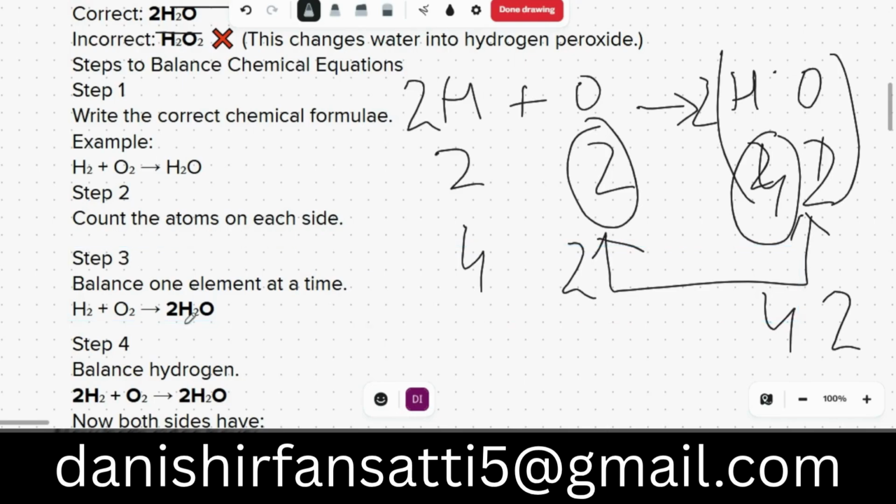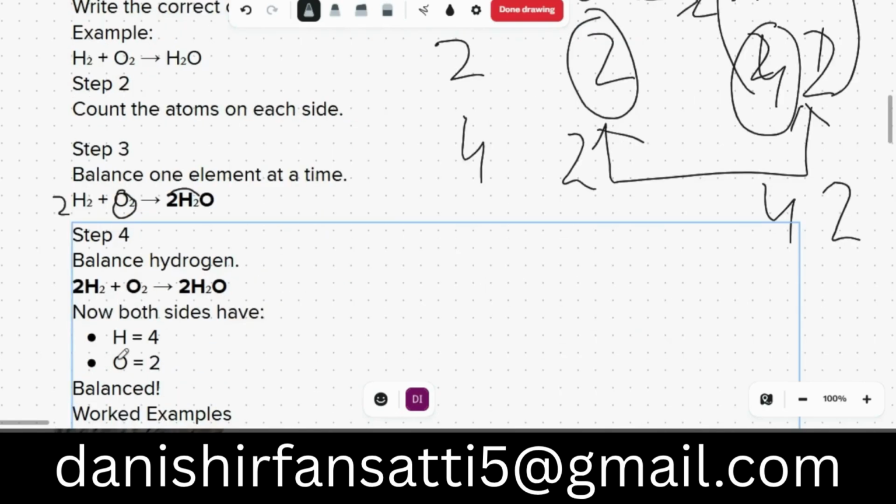You can see, first we will balance O2. There is O2, so we need two oxygen on the product side, so we will multiply with 2, which gives us 2 oxygen. It also increases hydrogen to 2 times 2, which is 4, so we have to balance the reactant side with 2. Now this is a balanced equation.